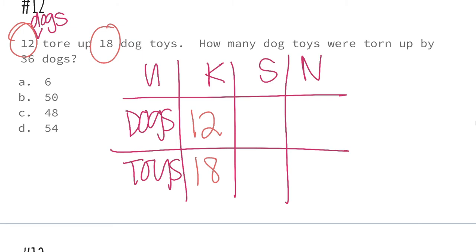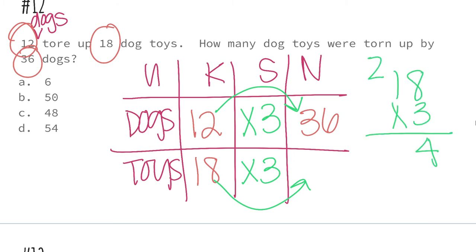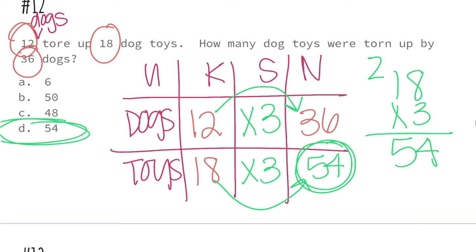I want to know how many dog toys were torn up by 36 dogs. So I know the dogs is 36. So I'm trying to figure out how do I get from 12 to 36. Well, it's times by 3. Whatever I do on top, I've got to do to the bottom. So I do 18 times 3. 8 times 3 is 24. 3 times 1 is 3, plus 2 is 5, so 54. So answer choice D.